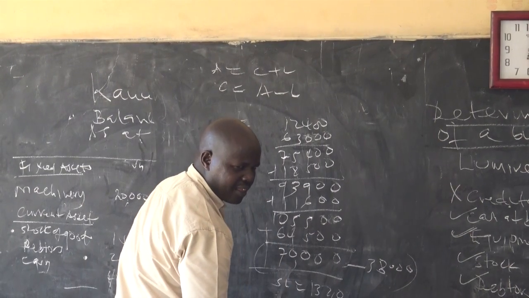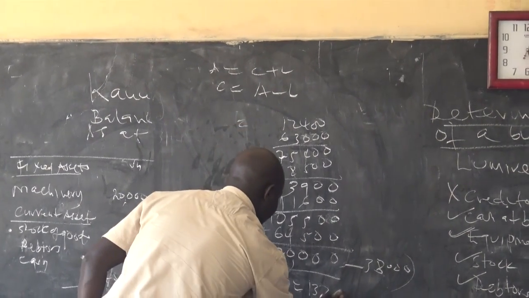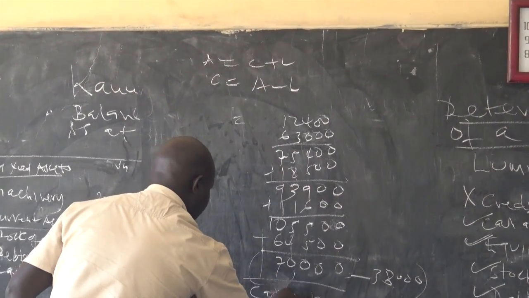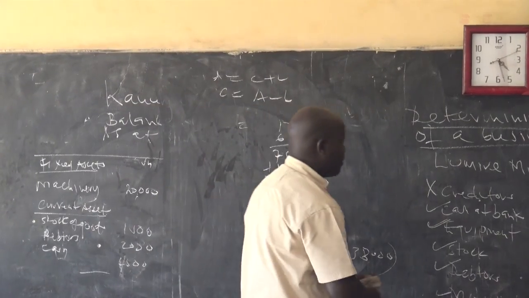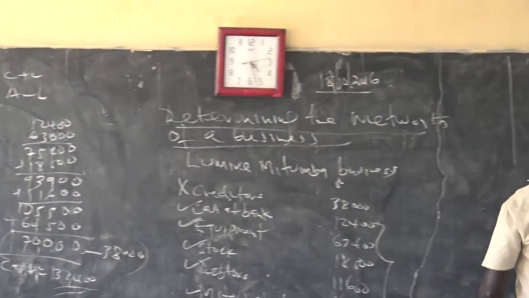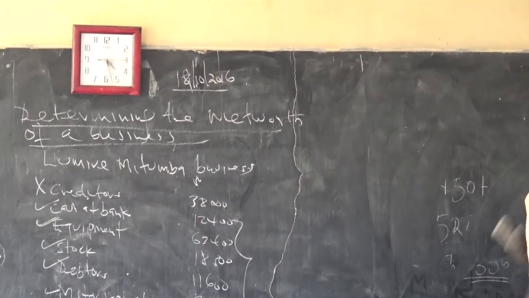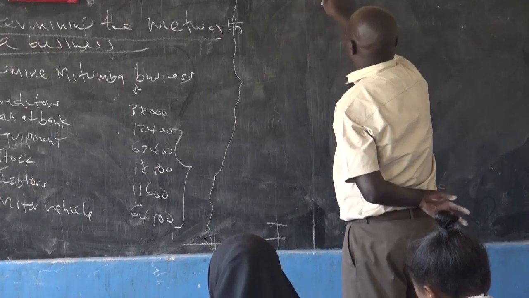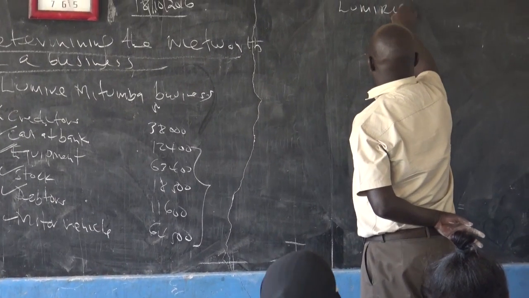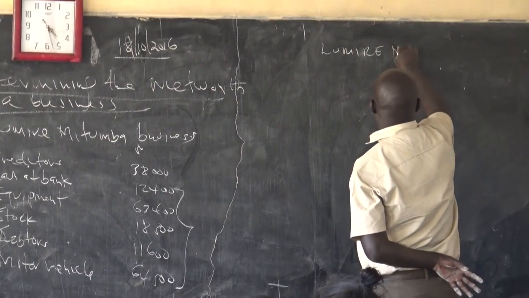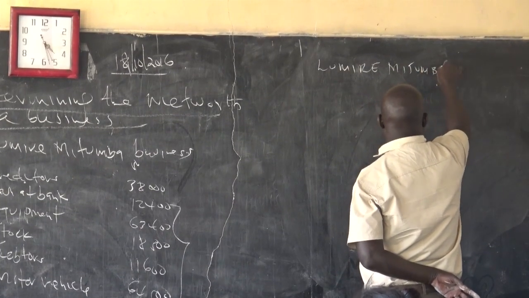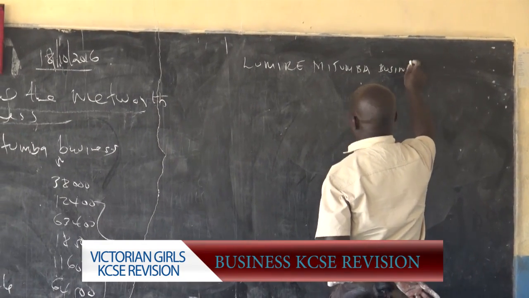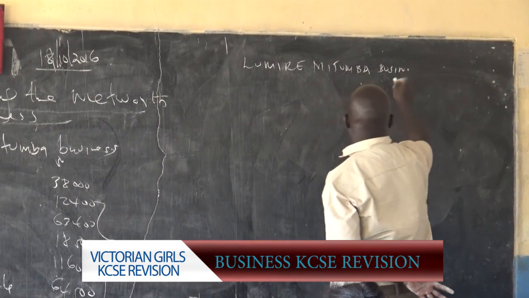Shillings what? 132,400. 102,004. What is this order? From here, let me just take the free marks, isn't it? Yes, very fast. I say, Lumina what? Lumina Mitumba, isn't it? Business, isn't it? Yes, business.